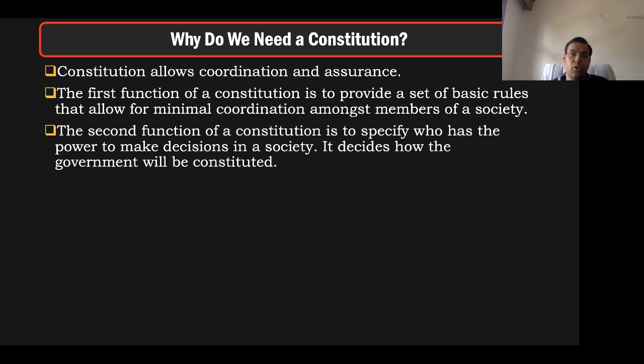The second function of a constitution is to specify who has the powers to make decisions in a society. Who has the powers to make decisions in a society? And in a society as democratic as India, we are a democracy. We have the power. We have the power to vote. I have multiple votes in my hands.